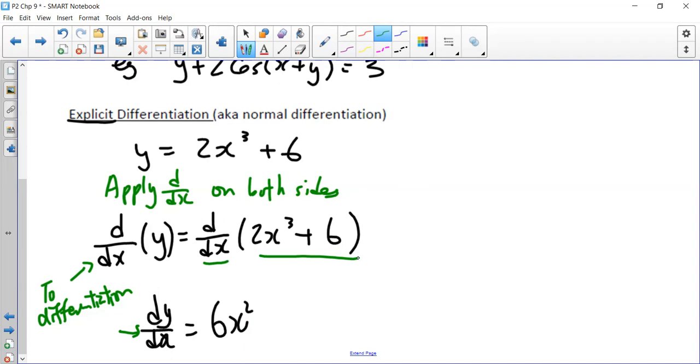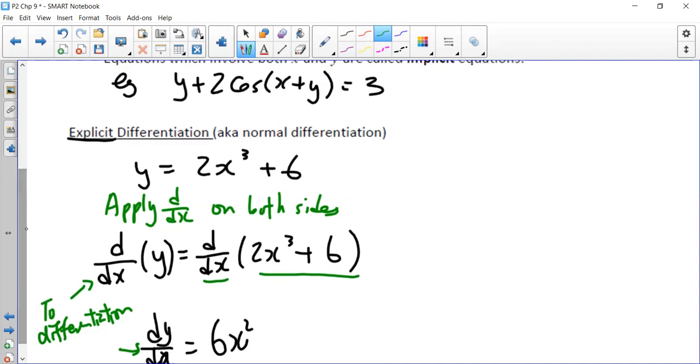Now, we need this because when we differentiate implicitly, where x and y are all muddled up in an equation, you need to know what you're differentiating. If you think of this, it's actually quite similar to applying ln on both sides in a sense. All right, so let's have a look.